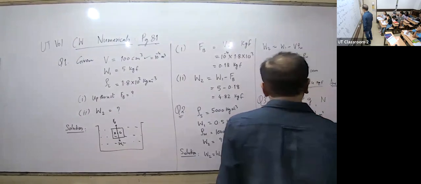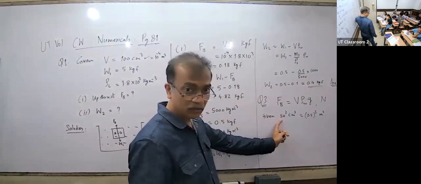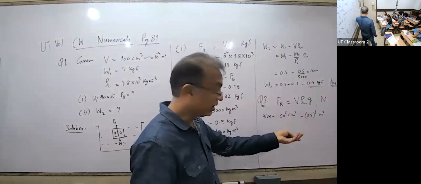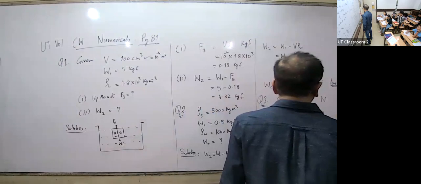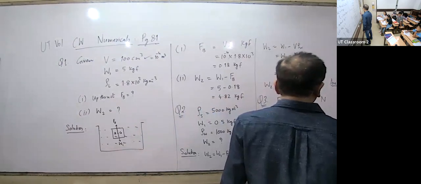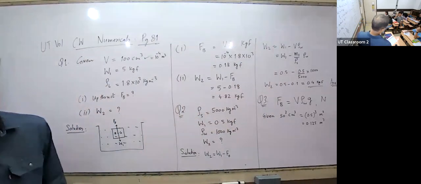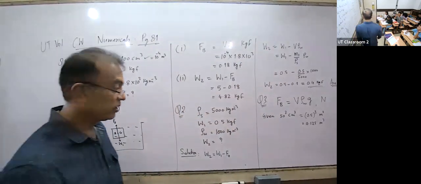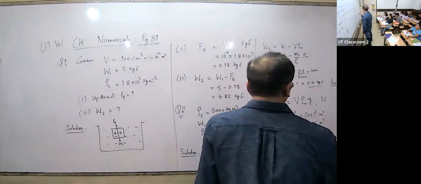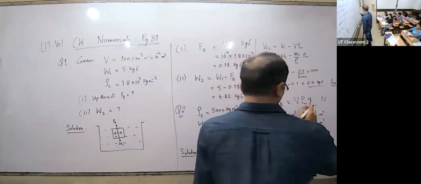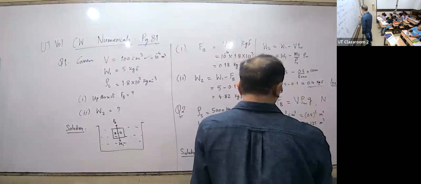Yes, correct, because 50 centimeter is 0.5 meter and you have to multiply it 3 times. So it will be 0.125 meter cube. Okay? This is the volume. So that is our V. We got this. What is the density of water? We know, 10 raised to 3. What is g? 10. So we'll get the answer.